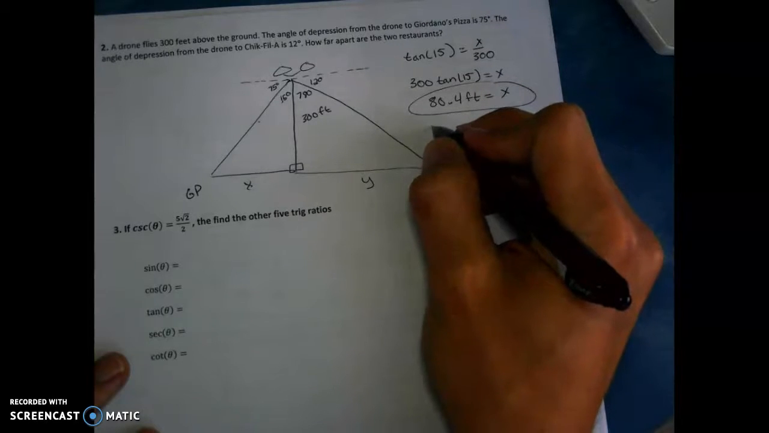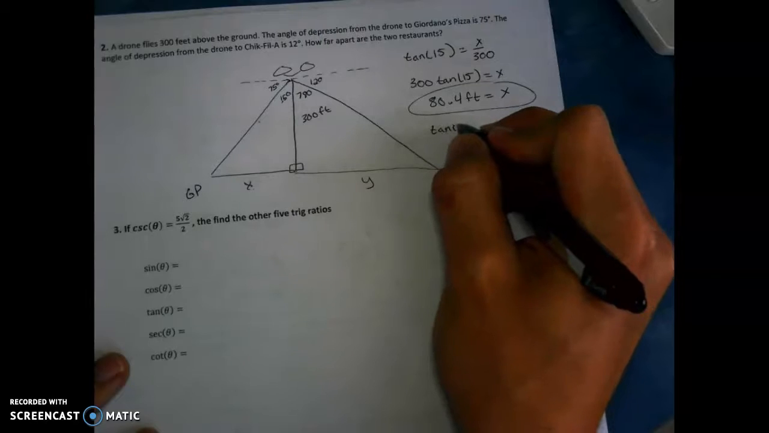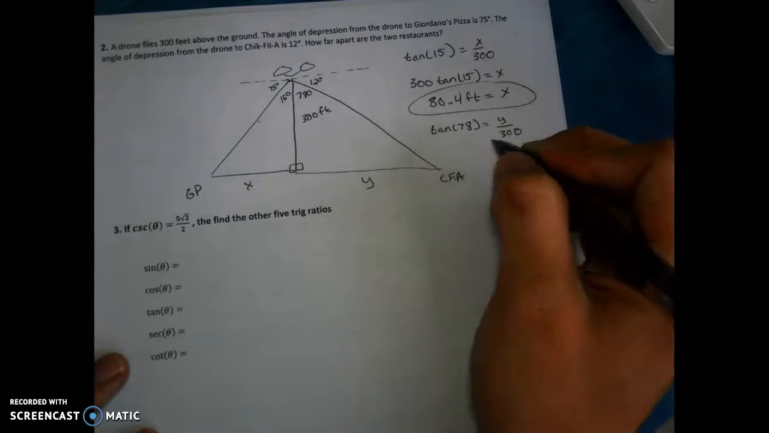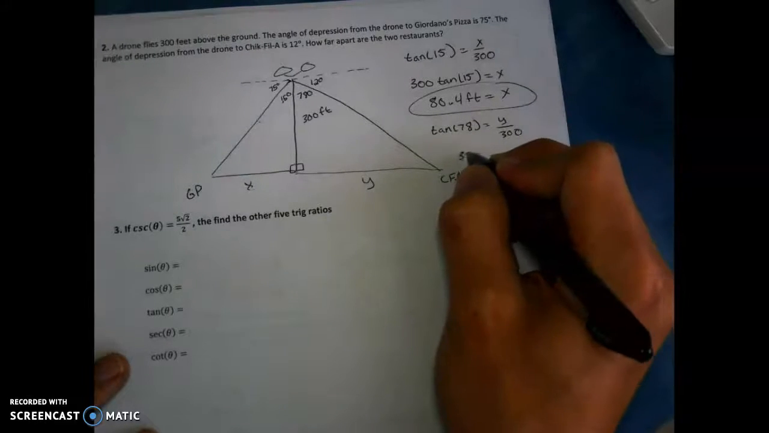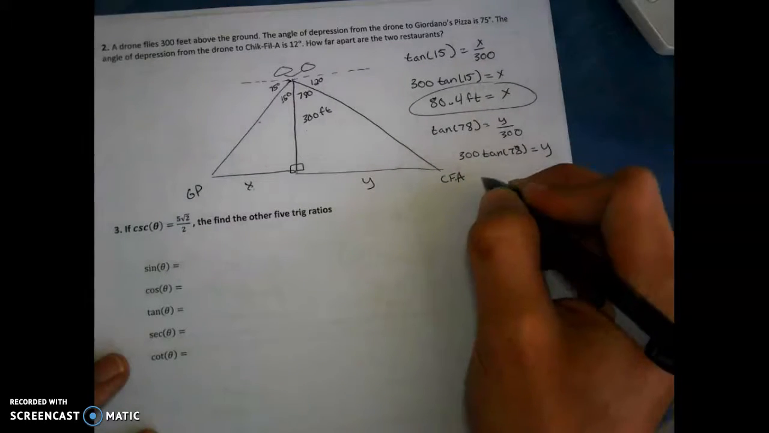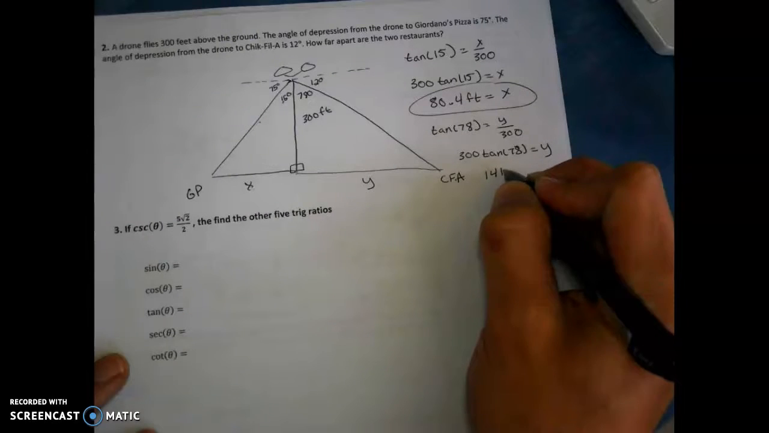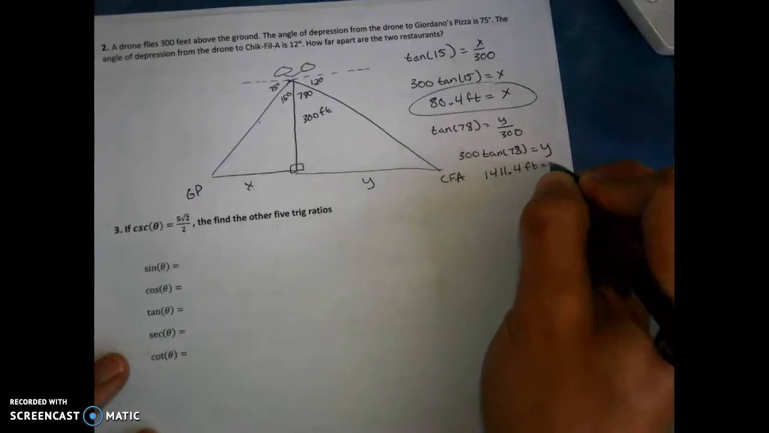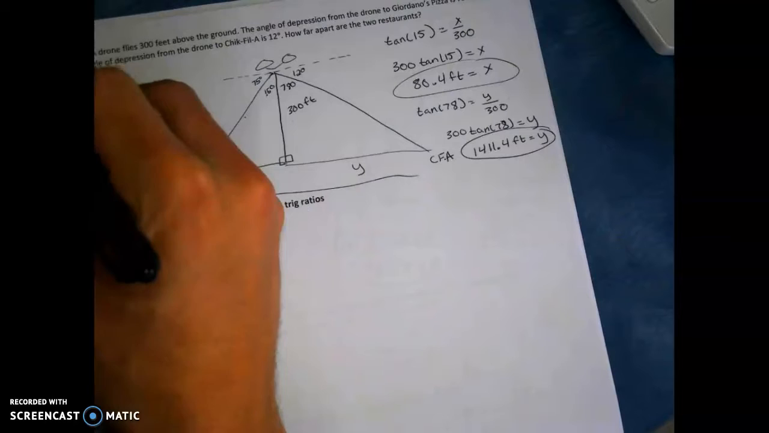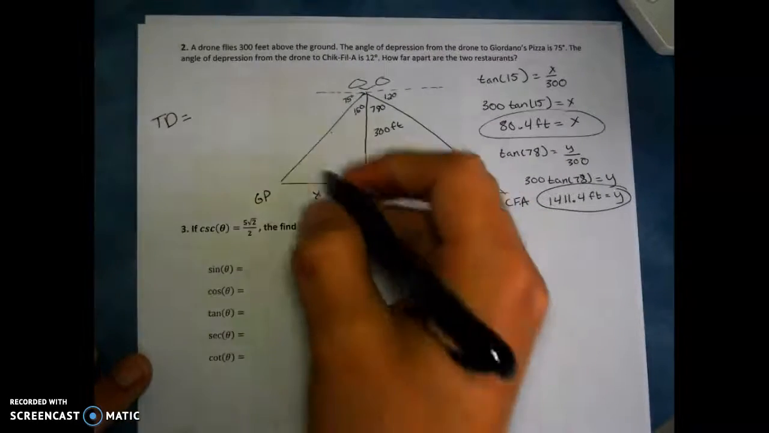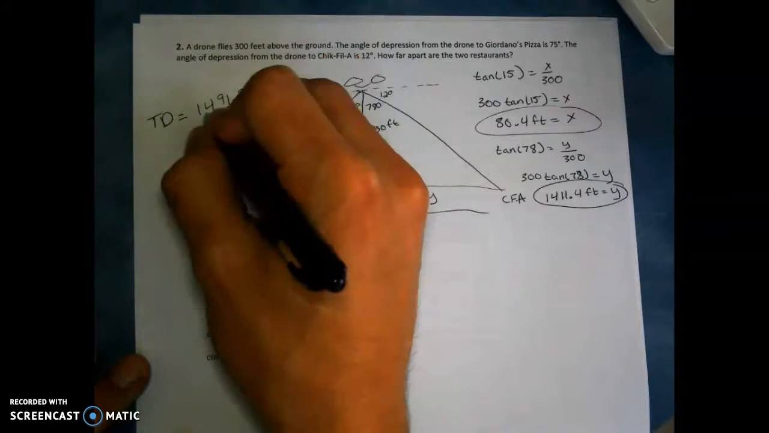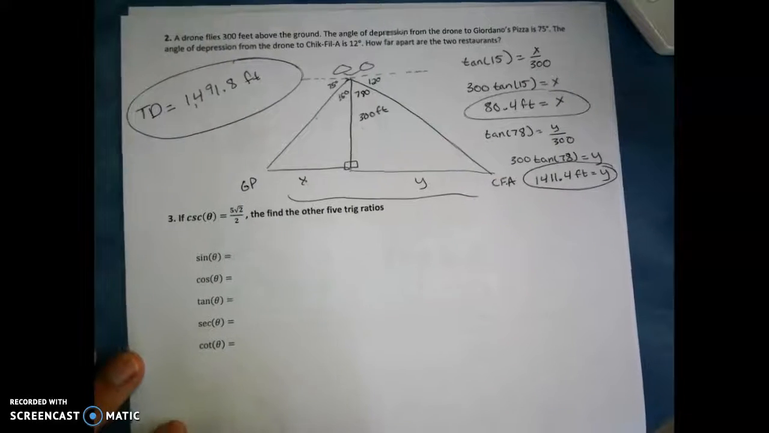Now we've got to find y. We're going to have the tangent of 78 is equal to y over 300. Multiply by 300. We get 300 times tangent of 78 is equal to y. Plug that into our calculators, we get 1,411.4 feet. Okay, and then for the total distance, we need to add those two together. When we add those two together, we get the total distance is equal to 1,491.8 feet. There's my answer for that one.